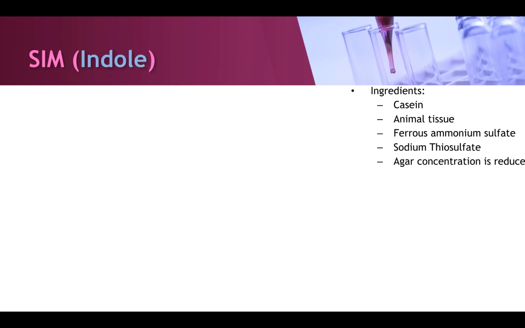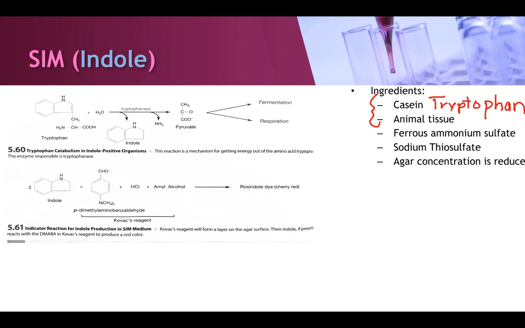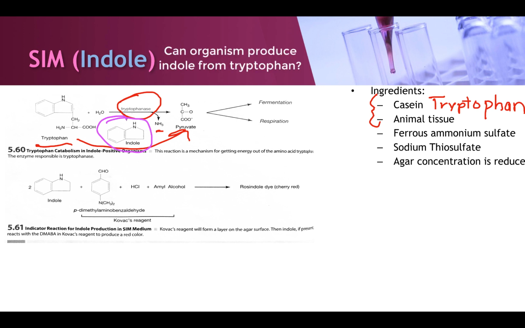The next portion of the SIM is indole. The medium ingredients that come into play here would be the casein and the animal tissue, because this is the source of the amino acid tryptophan. Bacteria that possess the enzyme tryptophanase can hydrolyze the tryptophan into pyruvate and ammonia, as well as indole. This particular test is looking for the production of indole from that tryptophan.